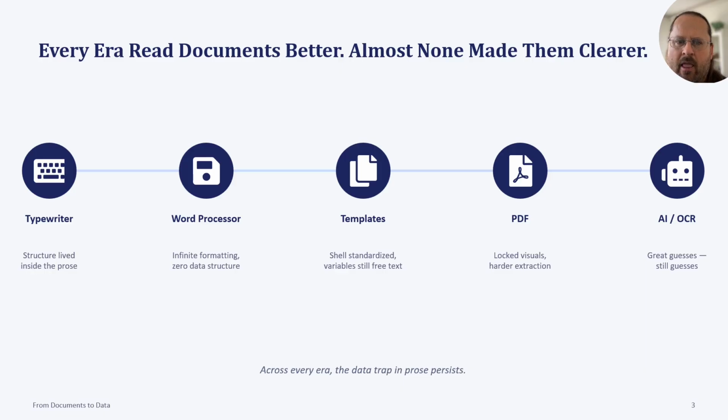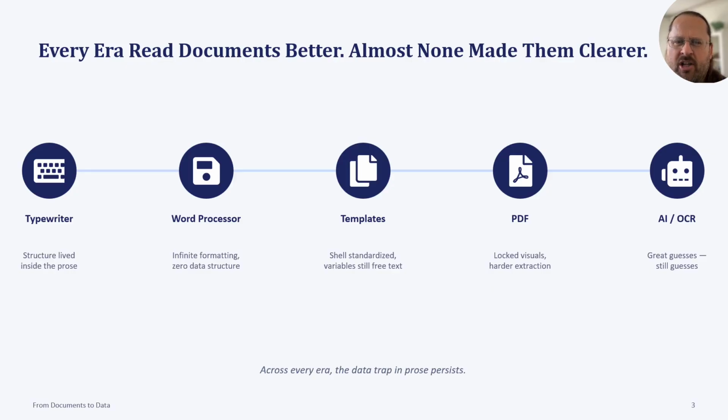Let's walk through 5 eras, and I want you to notice something as we go. Every single era added a new tool for reading messy documents. Almost no era asked the document itself to be less messy in the first place. Era 1, the typewriter and paper era.